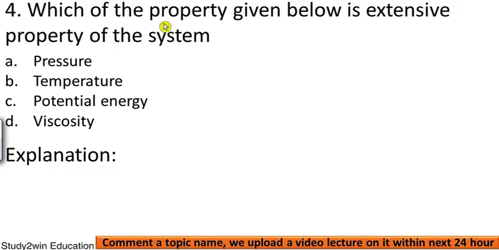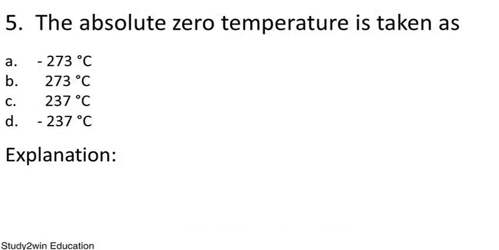Question 4. Which of the properties given below is an extensive property of the system? Pressure is an intensive property, temperature is an intensive property, and potential energy, like we have seen before, is an extensive property. Option C is correct, and viscosity is again an intensive property. Question 5. The absolute zero temperature is taken as minus 273 degrees Celsius.